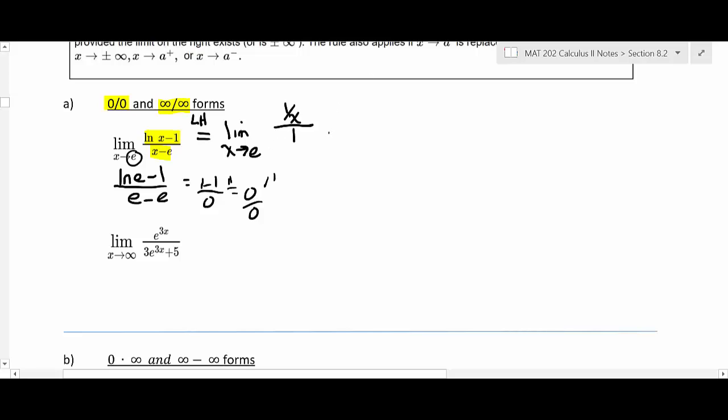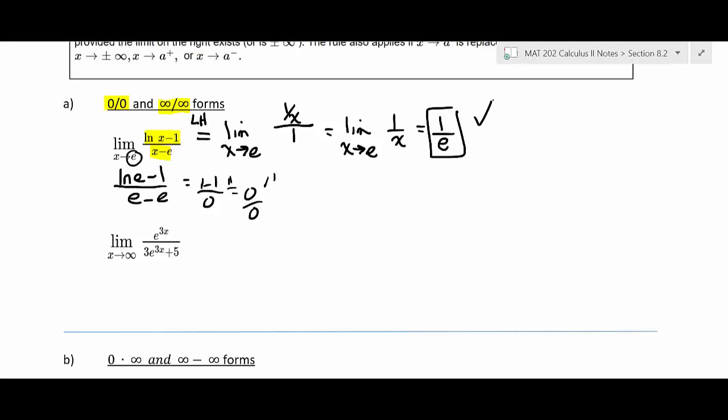So what that leaves us with is the limit as x approaches e of 1 over x. Now what do you do? You just plug the e in, right? So what you would get is 1 over e. Problem done. So what that means is if you graphed that function on a calculator, as you're going to e, that limit is approaching 1 over e. That's the idea. Does that look familiar?